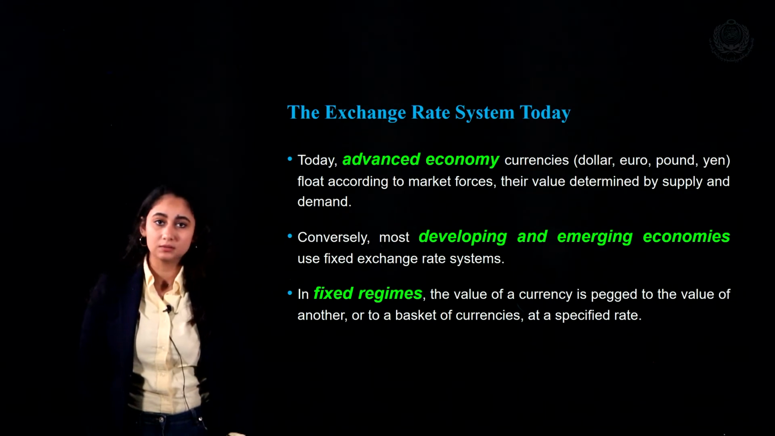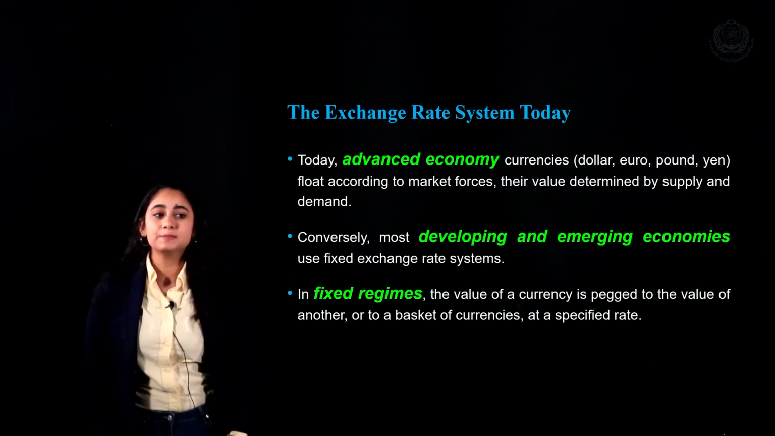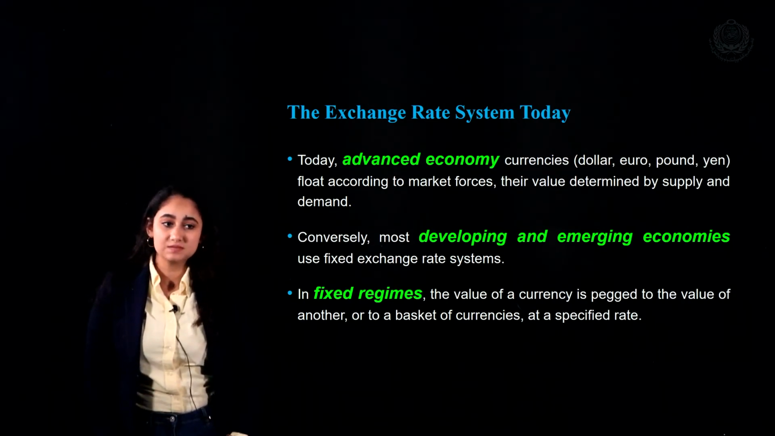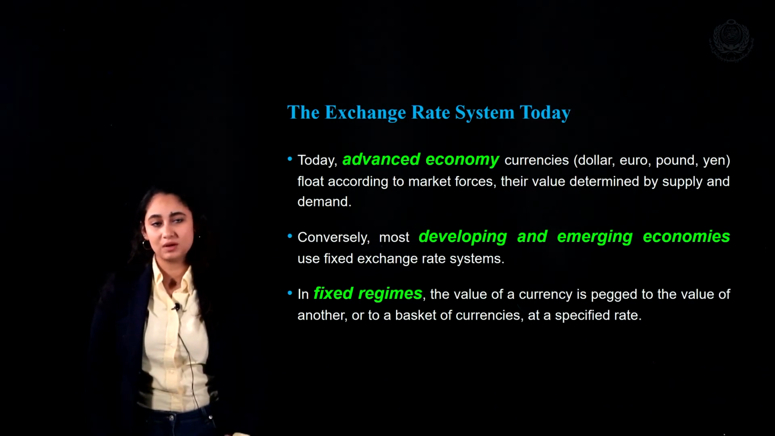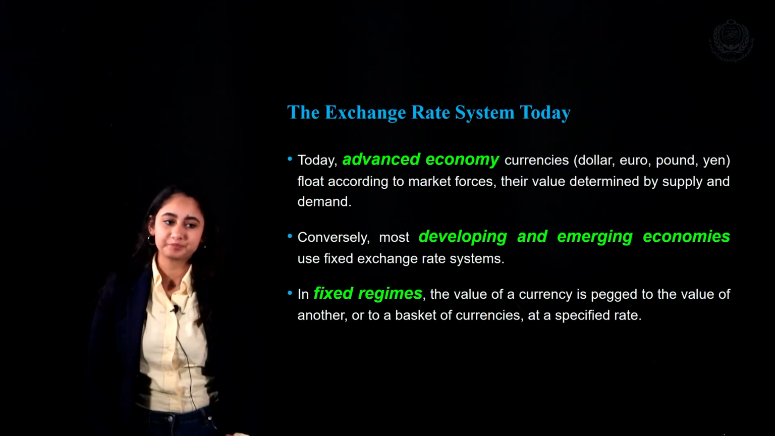Other popular currencies used in trade transactions are also the euro, the pound, and the Japanese yen. Therefore, most developing and emerging economies use fixed exchange rate systems, and in fixed regimes, the value of the currency is pegged to the value of another currency or to a basket of currencies at a specific rate. This is a way to manage the foreign exchange risk where fluctuations could occur. So they try to be proactive by setting a certain basket of currencies to control this risk.